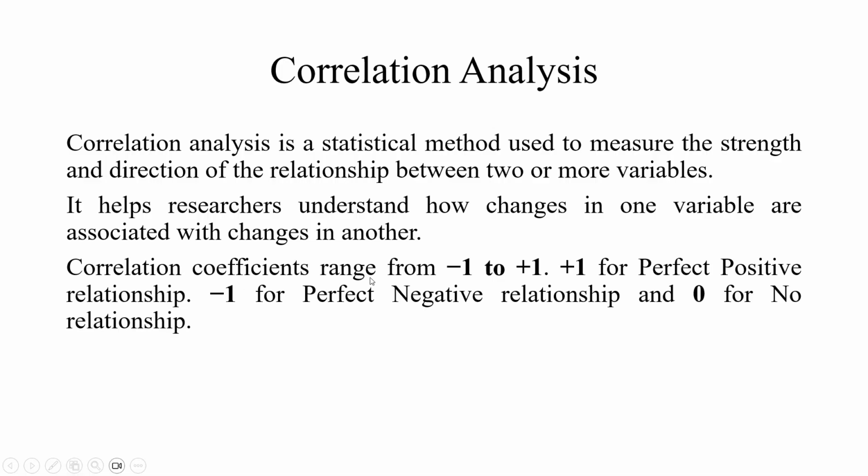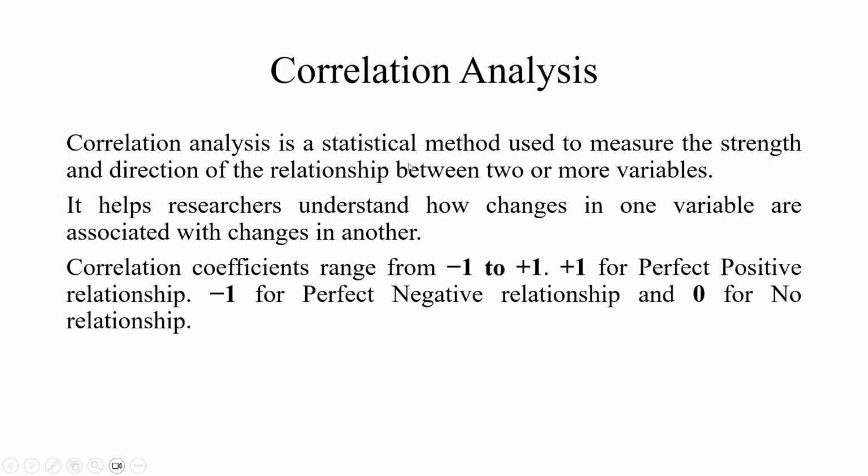Correlation coefficients range from -1 to +1. The value of +1 stands for the perfect positive relationship. The value of -1 stands for perfect negative relationship and 0 for no relationship.